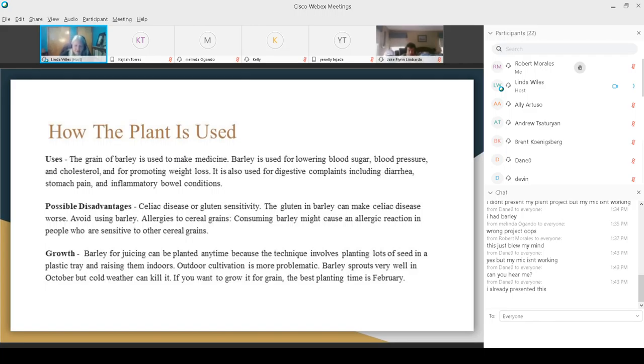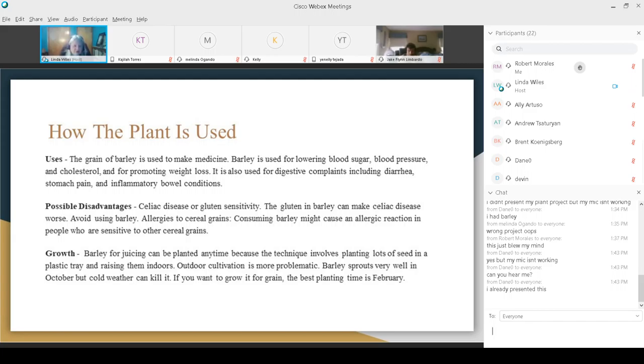The grain of barley can be used to make medicine for lowering your blood sugar, your blood pressure, your cholesterol, similar to the way you would use oats. It's also used for digestive complaints, including diarrhea, stomach pain, inflammatory bowel conditions, also similar to what you would use oats for.